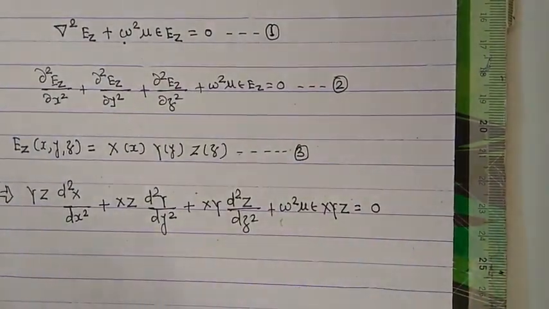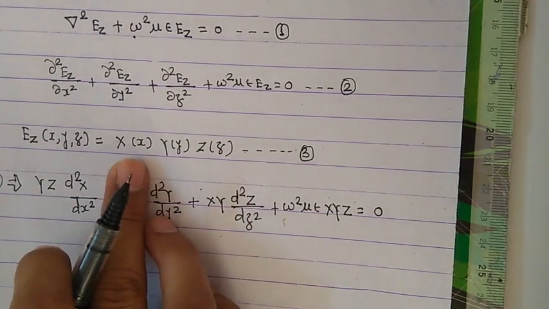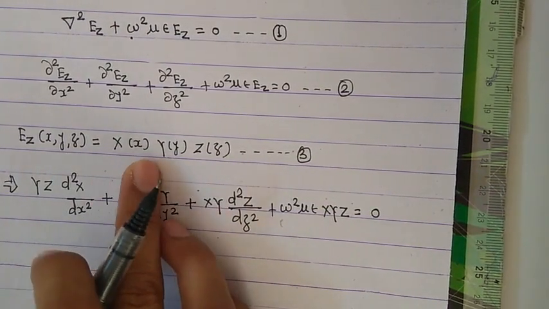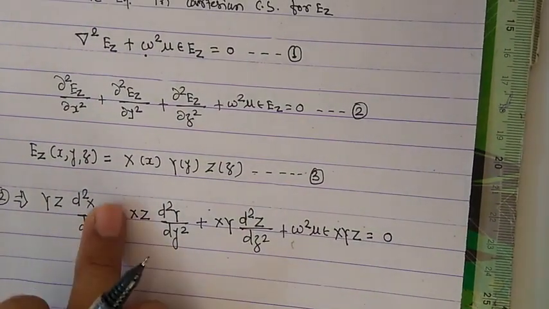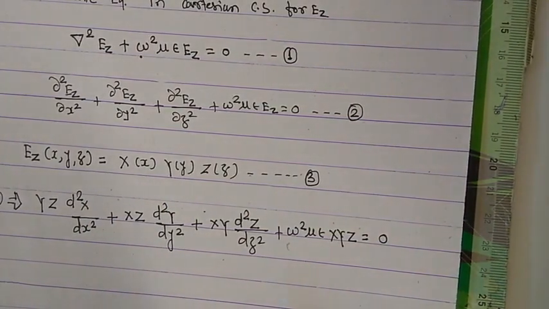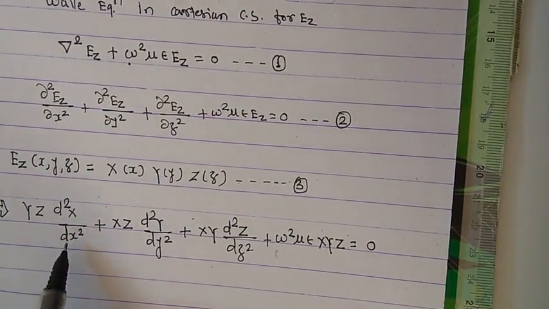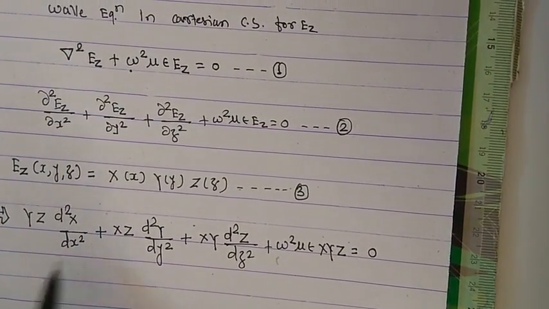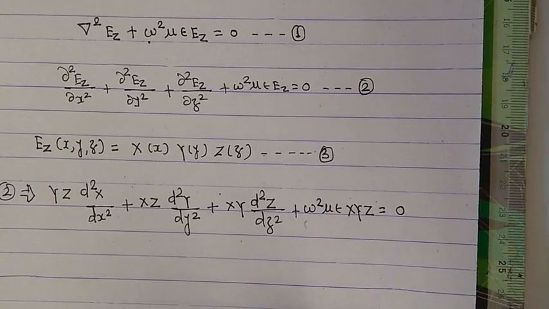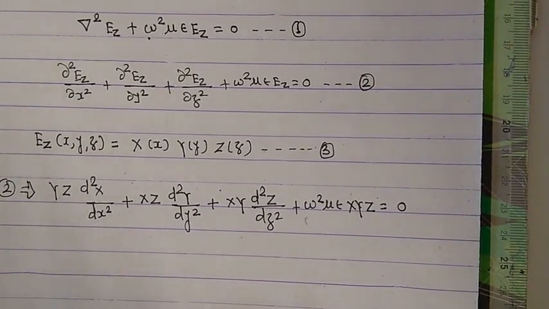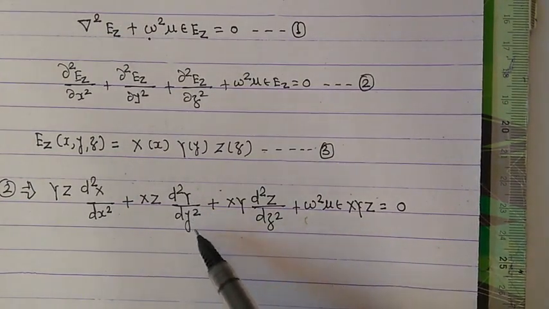So what we have done, this can be solved by separation of variables. Ez is the product of X, Y, and Z, where X is a function of x only, Y is a function of y only, and Z is a function of z only. If you do that, the partial derivatives will get converted into full derivatives. So we get this equation by using equation 3 in equation 2. Remember, X is a function of x only, Y is a function of y only, and Z is a function of z only.